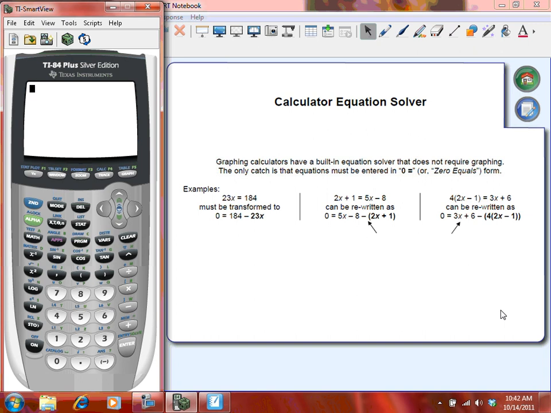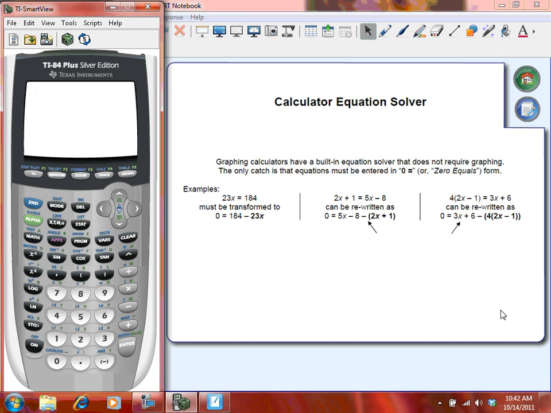Today, I'm going to show you one other method. The calculator will actually solve equations for you. It's got what you call an equation solver built in. So, where is it? Well, before I show you where the equation solver is, you've got to know that in order for the equation solver to work, it has to be equal to 0. Your equation has to be equal to 0 first before you can use this equation solver.